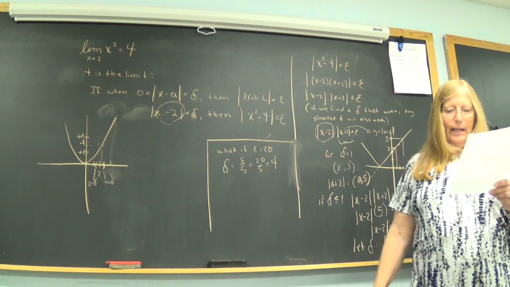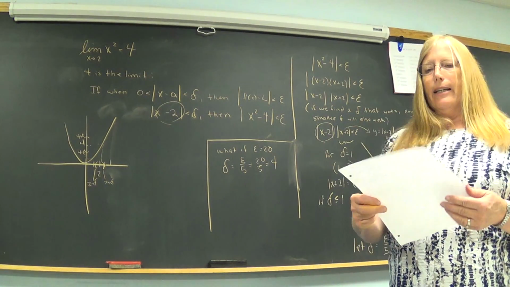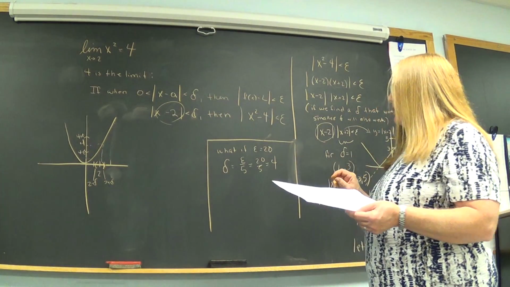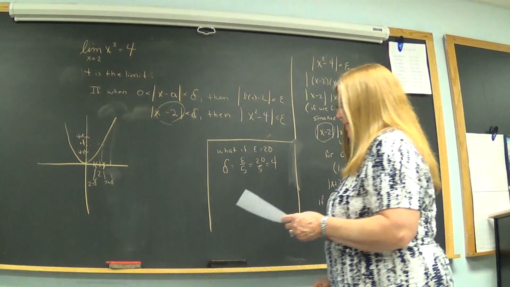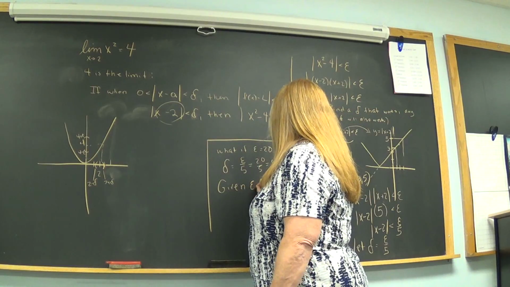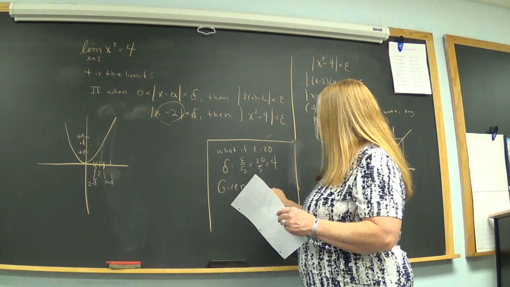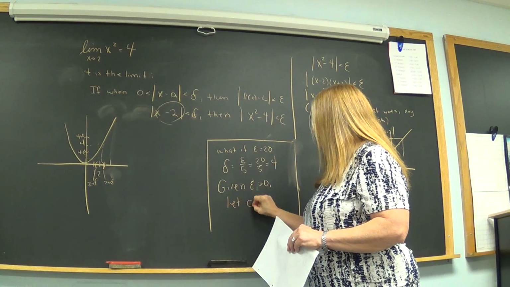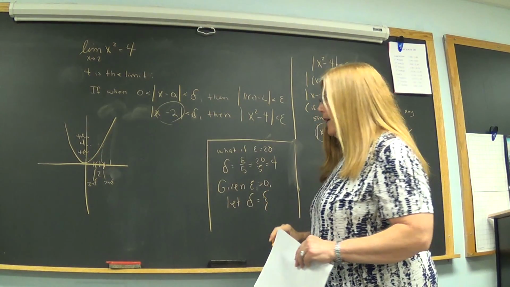The way that we address that fact is not tricky, but it's fairly understandable. What we're going to do, given any epsilon, no matter how small, given any epsilon greater than 0, is let delta be the smaller of these two values.